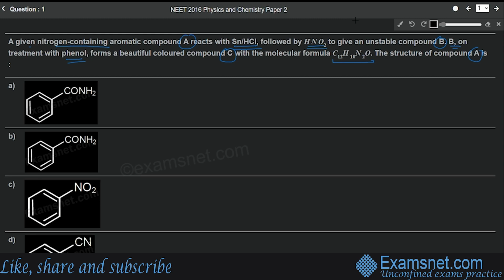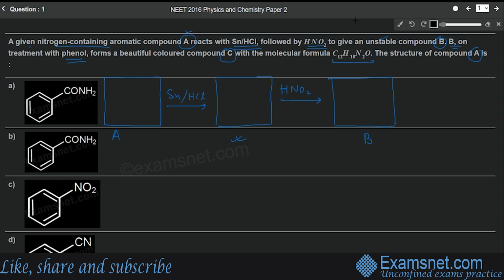So it is given in the question that we have a compound A, but we don't know what that compound is. So let's make some space for the compound that we will eventually identify. Then this compound A reacts with Sn and HCl, that means reduction is being done. Then something will be formed here, and that intermediate will again undergo reaction with nitrous acid, HNO2, to give an unstable compound B.